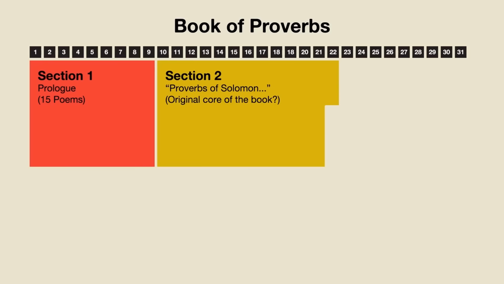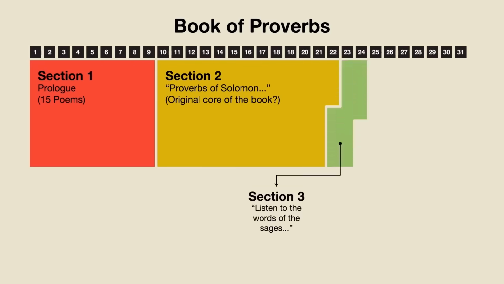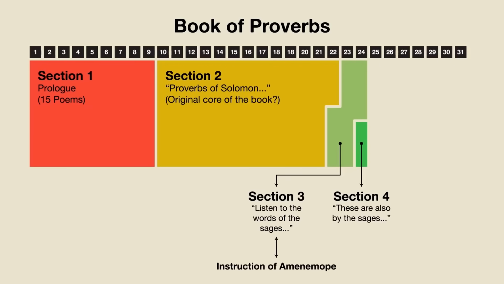Either way, sections 3 and 4 are not associated with Solomon. Section 3 begins with the phrase, "Listen to the words of the sages," and goes on to tell 30 wise sayings. And section 4 begins with, "These are also by the sages," and includes 5 more. The interesting thing about section 3 is that a good portion of it seems to correspond directly with a work of ancient Egyptian literature known as the Instruction of Amen-em-Opet, which dates to around 1000 BCE.